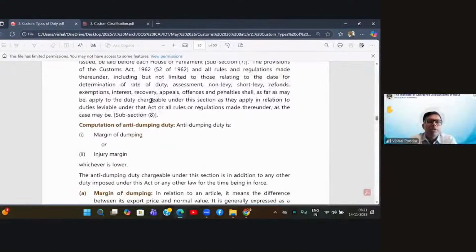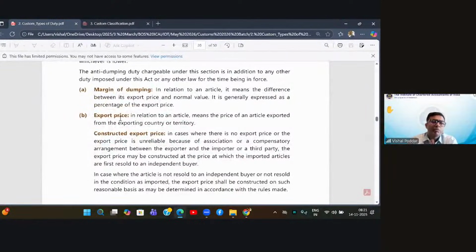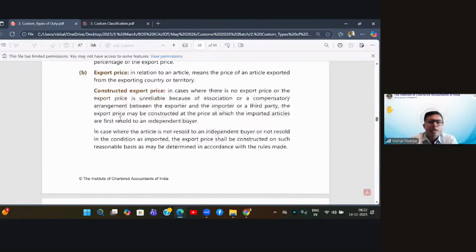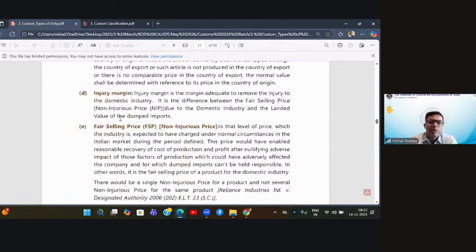Now how will this anti-dumping duty be levied? The government will find out the margin of dumping or the injury margin. Now what is margin of dumping and injury margin? It is nothing but the difference between the normal price of these goods and the lower price at which these goods are sold in India. There is a normal price, but the manufacturer has intentionally lowered the price so that it can dump the goods in India. So the government will find to what extent the foreign exporter has reduced the price. That is the margin of dumping. And that amount will be charged as the anti-dumping duty.